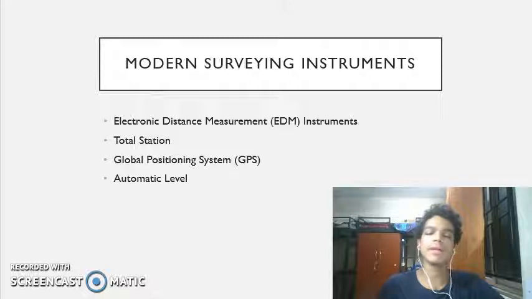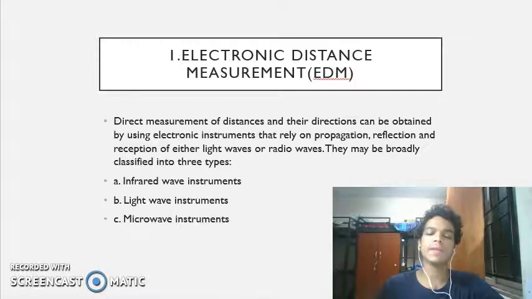The following are examples of modern surveying instruments: Electronic Distance Measurement (EDM) instruments, Total Station, Global Positioning System (GPS) and Automatic Level. Electronic Distance Measurement, or EDM, is used for measurement of distances and their directions, which can be obtained by electronic instruments that rely on propagation and reflection of reception of either light waves or radio waves.